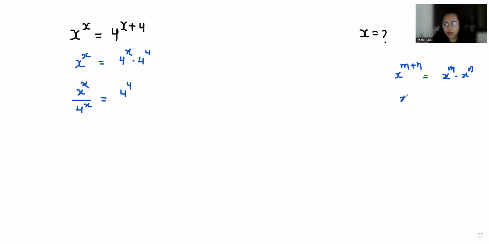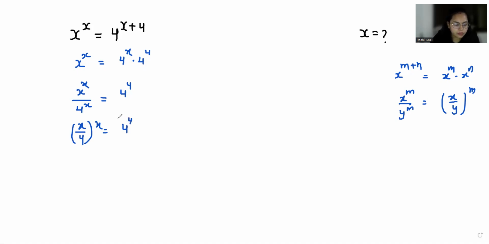According to the exponent rule, a^m by b^m is equal to (a by b)^m. So (x by 4)^x is equal to 4^4. Now I'm going to raise both sides to the power 1 by 4, so we can cancel out this. So (x by 4)^(x by 4) is equal to 4.